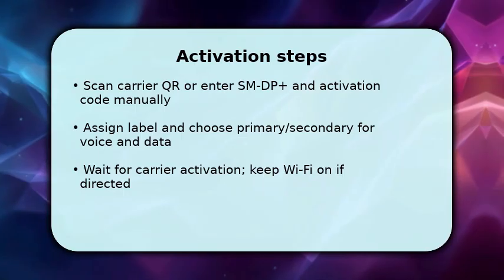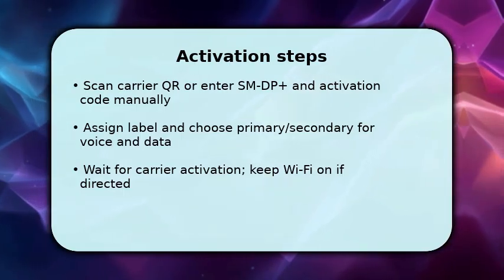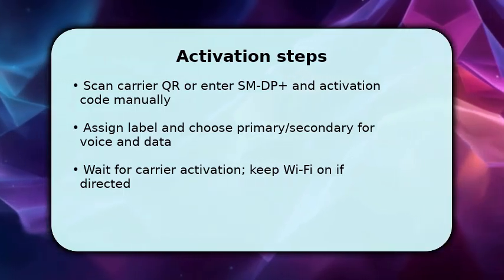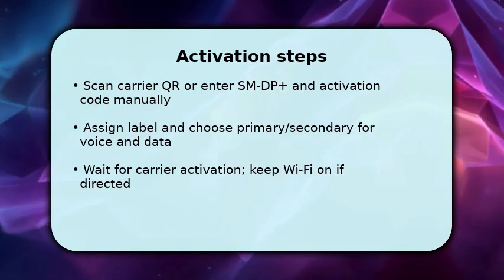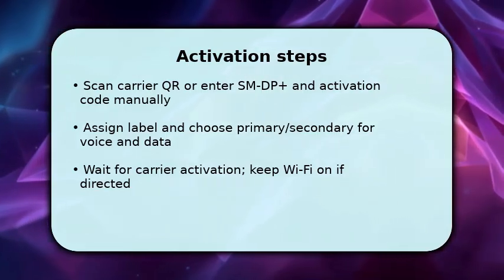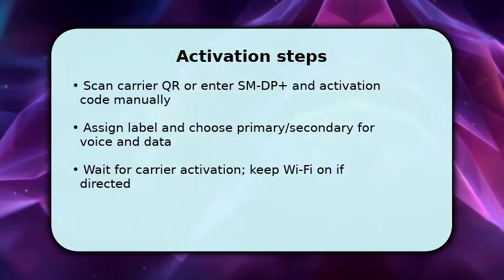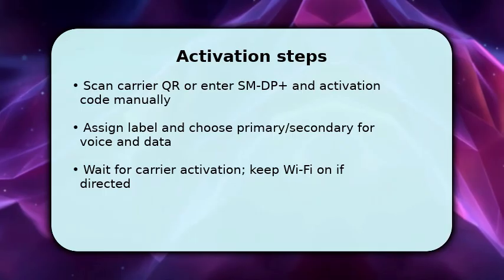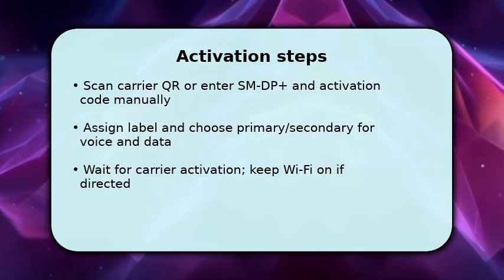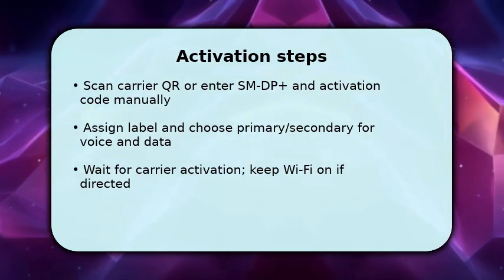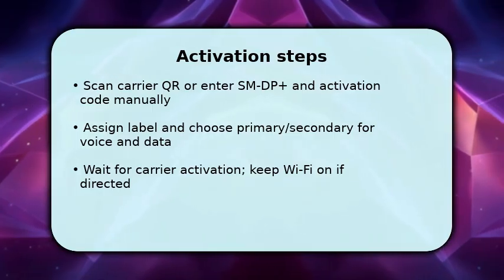You must decide whether this eSIM will be your primary voice line or just data. Tap the options to set primary, secondary, or cellular data only. Once you confirm, the phone will contact the carrier and provision the eSIM. This can take a minute. Make sure you keep Wi-Fi or cellular on and don't close settings until you see confirmation.